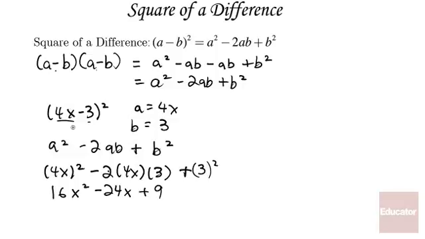Again, I could have used FOIL. I could have written this out as such and then multiplied all that out, but I would have come up with the same answer and it would have taken me longer. So this is the formula for the square of a difference, another important formula.